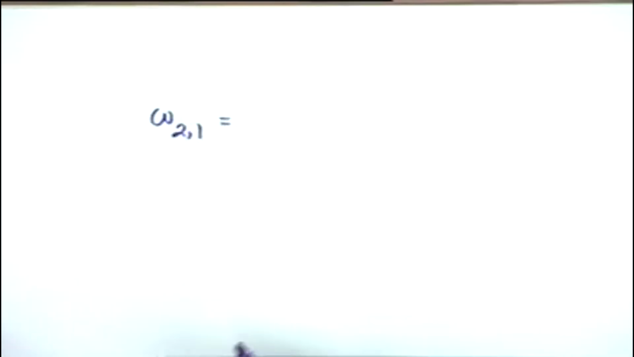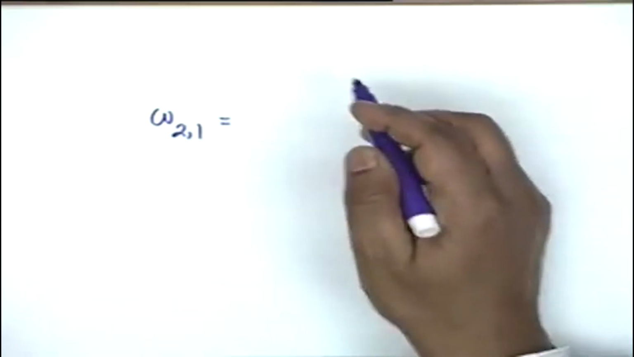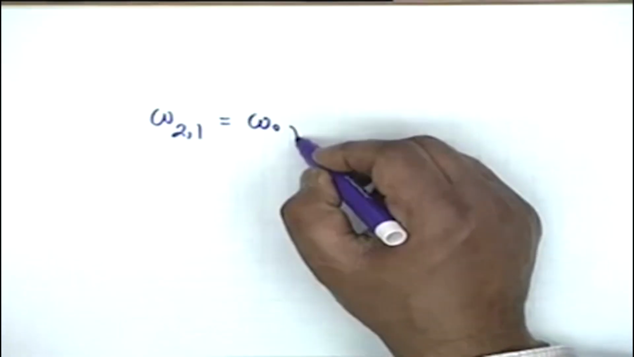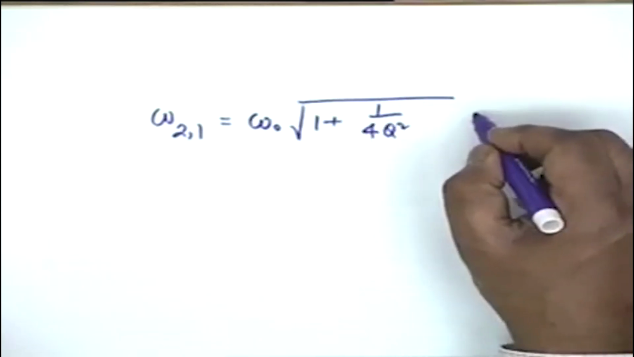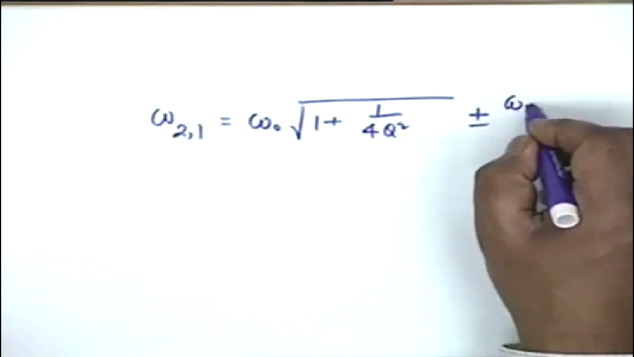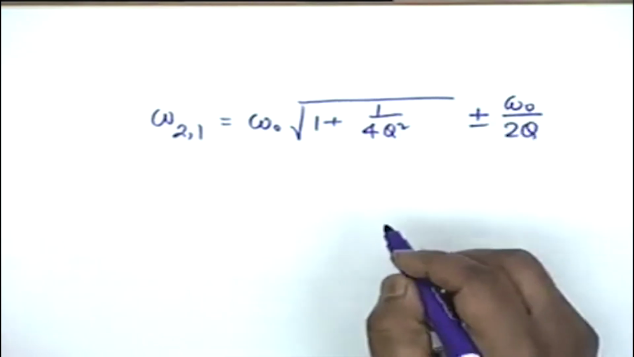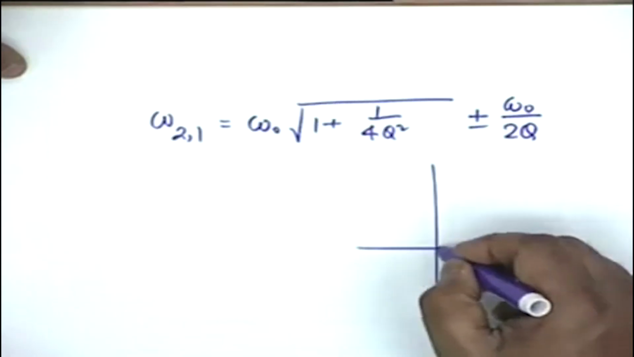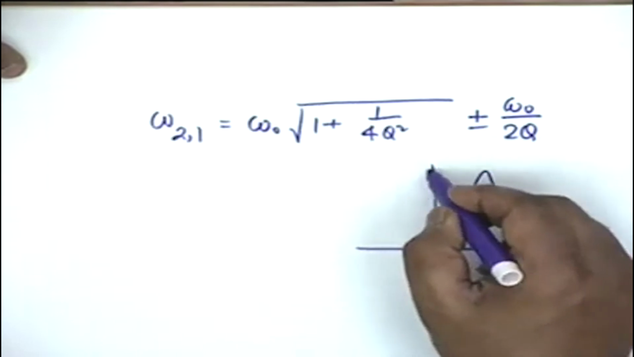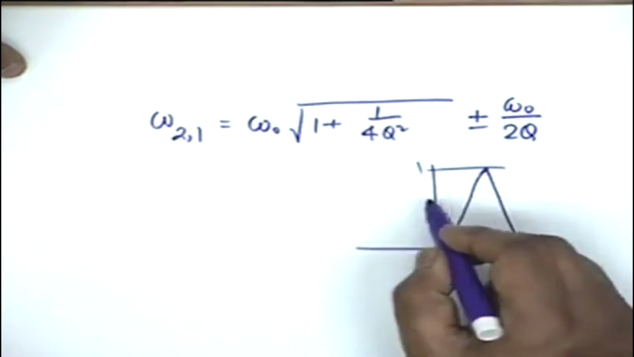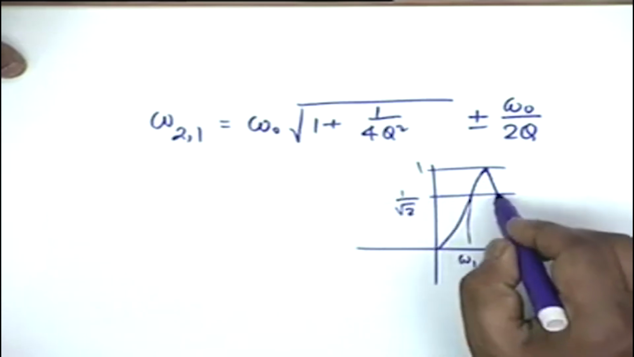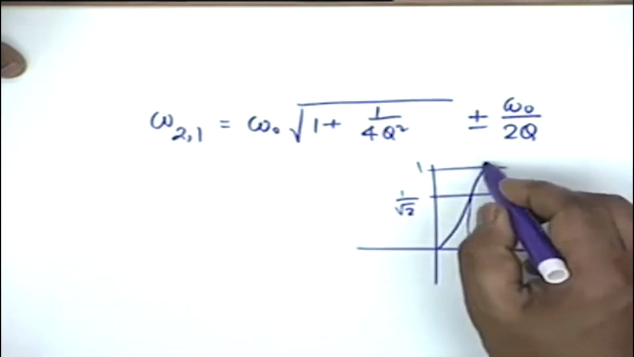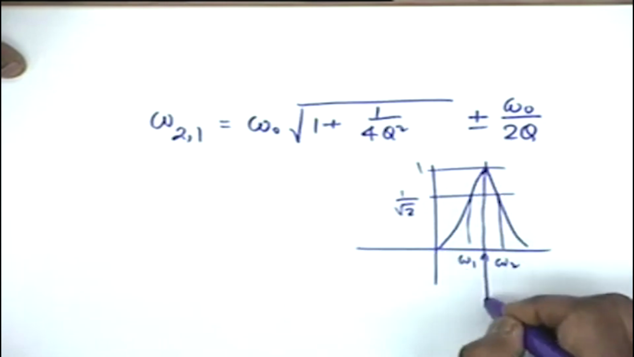All right, but before we go to complicated circuits, let me mention to you some of the interesting features of these two frequencies on either side of resonance, at which the magnitude is 1 by root 2 of the maximum value, with bandwidth omega 0 by 2q. By definition, the maximum is 1, and at these frequencies the value is 1 by root 2. This frequency is omega 0.